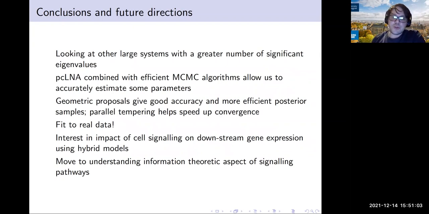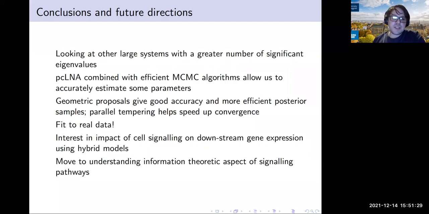The geometric proposals were good, but the computational demand was a lot more than perhaps was necessary. The parallel tempering was a nice mix of those two: it learns about the posterior space quite quickly, but because you can run the chains in parallel, you're not really increasing the computational demand or computational time much relative to just a single MCMC chain.